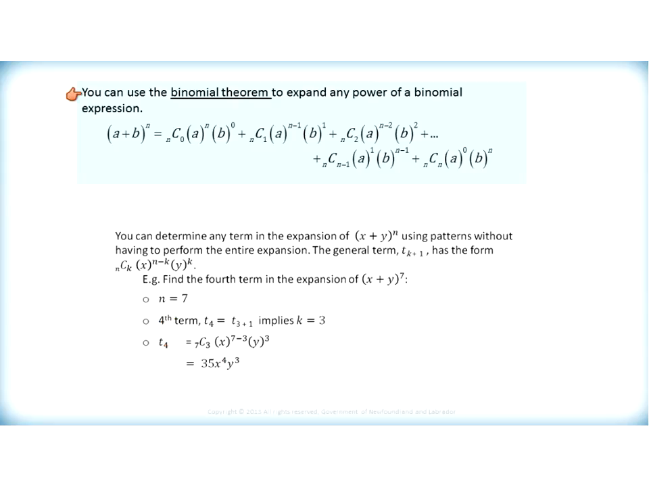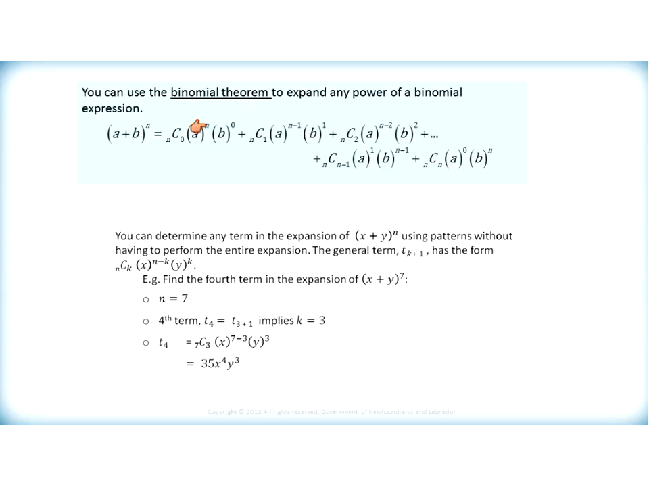Anyway, here is your binomial theorem to expand any power of a binomial expansion. (a + b) to the power of n can be written as C(n,0). You always start with C(n,0), and you end with C(n,n). And again, we increase: C(n,1), C(n,2), C(n,3), and so on, right on up to C(n,n).